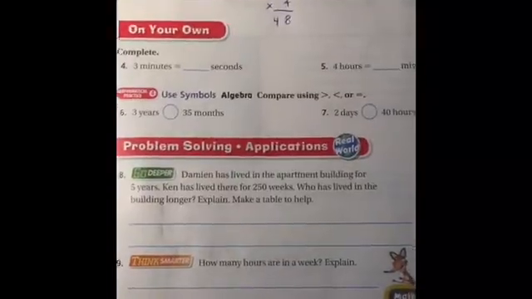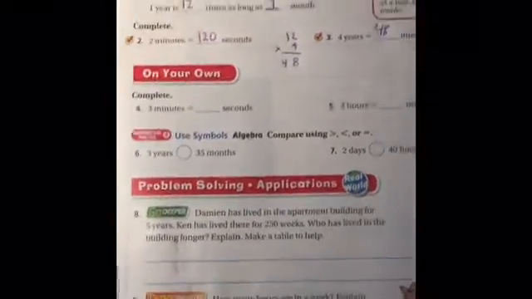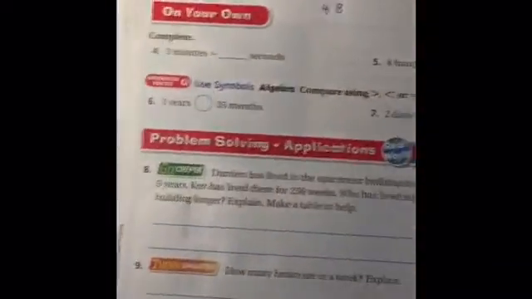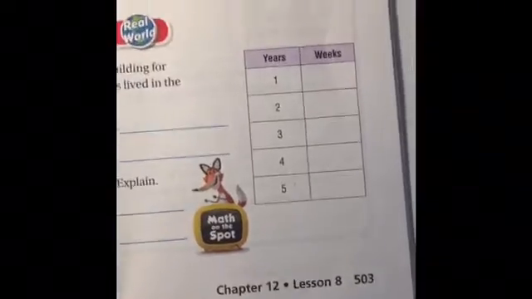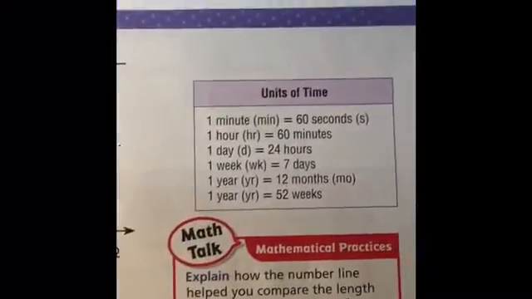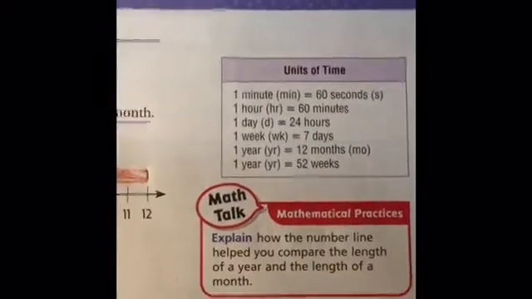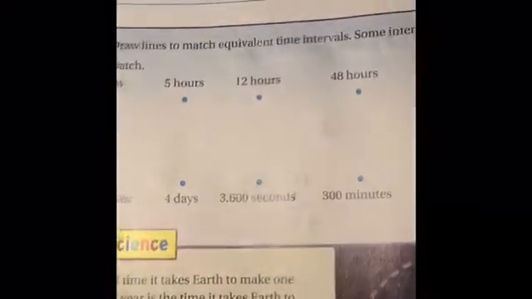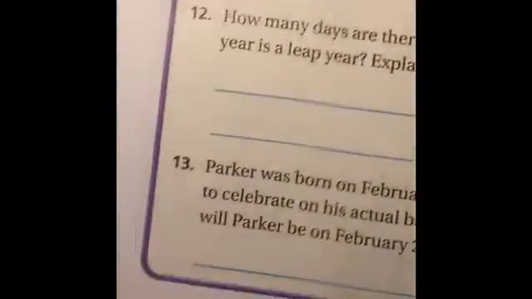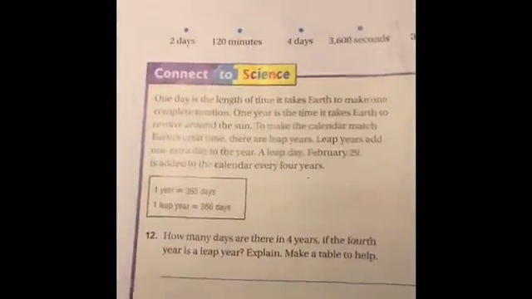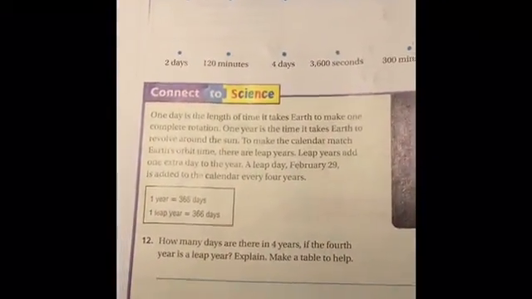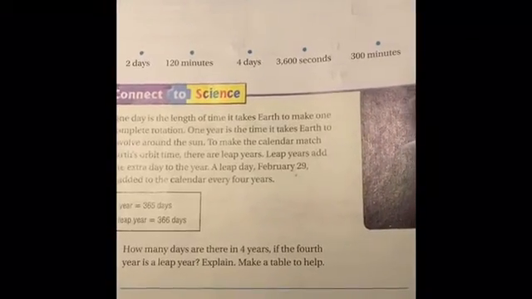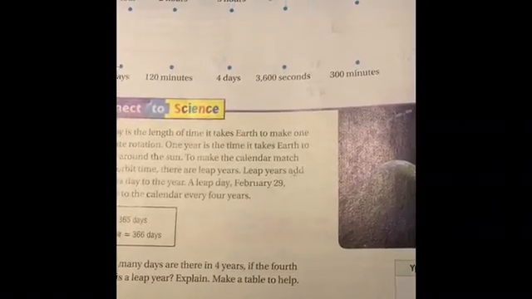So now on your GoMath lesson, you will be doing on your own. You will be doing problems 4, 5, 6, 7, 8, and 9 on page 503. You will use this chart to help you. And I would also use that conversion chart to help you also. Additionally, you'll be doing all of page 504, and that's problems 10, 11, 12, and 13. You will find this assignment in your GoMath.